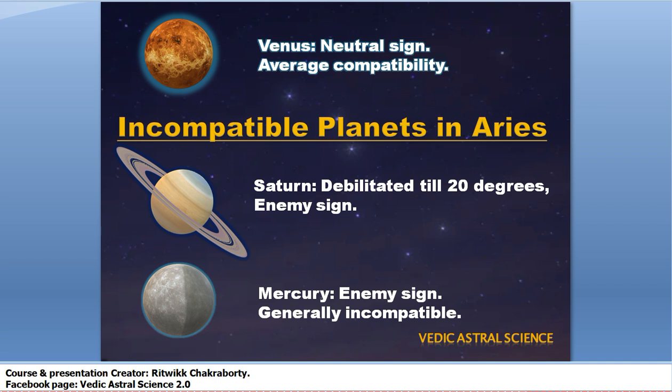For Mercury also, Aries is an enemy sign, and of course from the Mool Trikon Rashi of Mercury, which is Virgo, we will find the sign Aries in the 8th house from Virgo, which is not a good combination generally. But the same Mercury, if aspected or influenced by benefics, it may produce good results in certain aspects of the life of native.